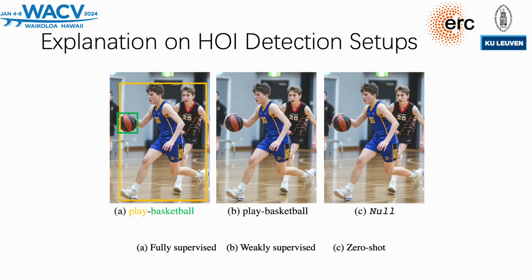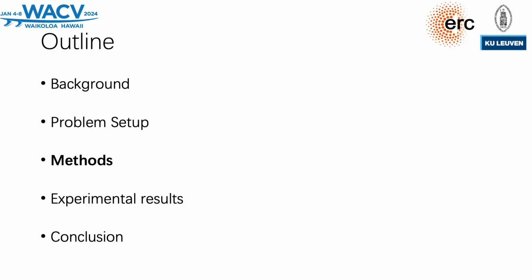Here is the overview of three HOI detection setups. A is fully supervised, where full HOI annotations are given. B is the weakly supervised setup, where only image-wise categories are provided. Here, we target C, a zero-shot setup, where no annotations are provided. We aim to address this challenging task by multiple-level knowledge distillation from pre-trained CLIP.